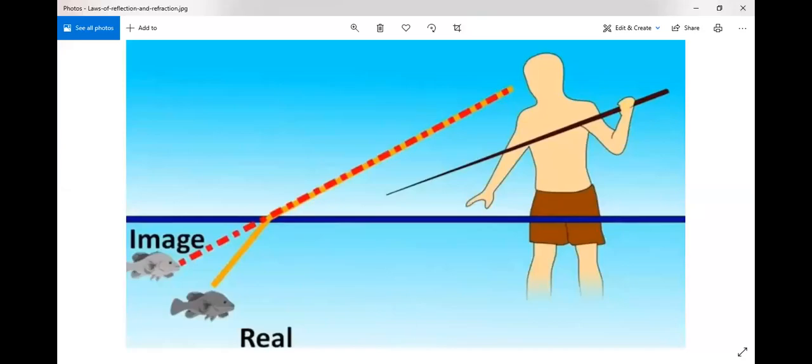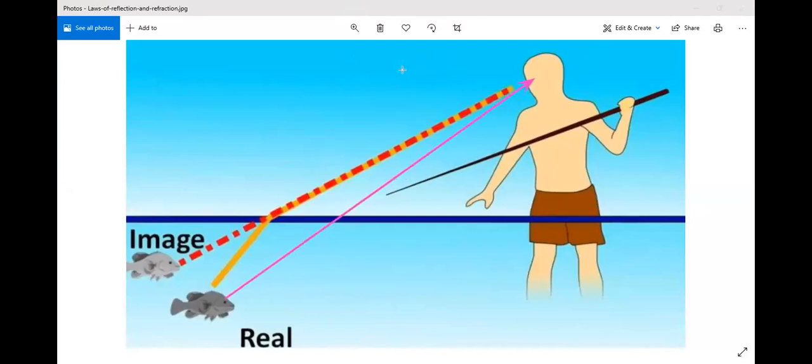Here is a fisherman. The fisherman needs to fish. He saw a fish in the water. He tried to catch it, but the fish wasn't in its right place. Why is that? It's because of refraction. In order to see it, the fish sends light to the man's eyes.